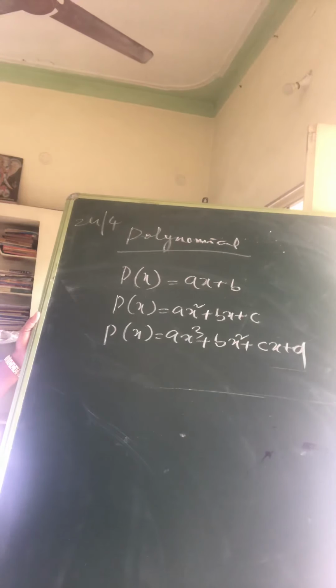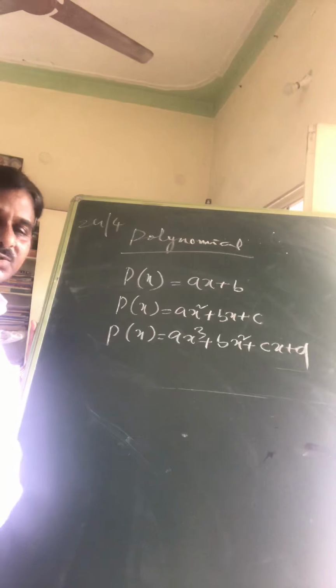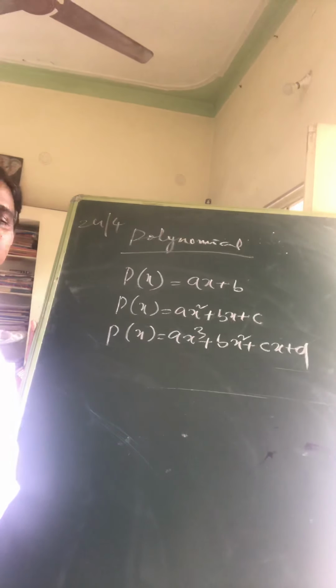Zero of the polynomial means the value of the variable for which the polynomial becomes 0. So the number of zeros depends upon the degree of the polynomial. If the polynomial degree is 1, then there is 1 zero. If the degree of the polynomial is 2, then it will have 2 zeros. If the degree of the polynomial is 3, it has 3 zeros. Now let us discuss the quadratic polynomial, because you have already learned the linear polynomial in the earlier classes.